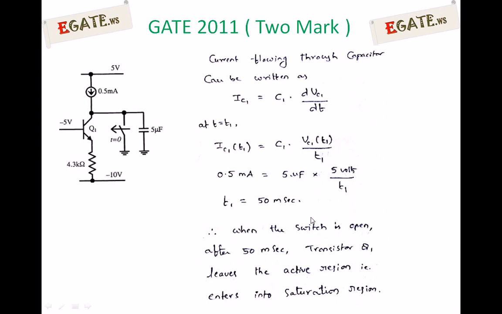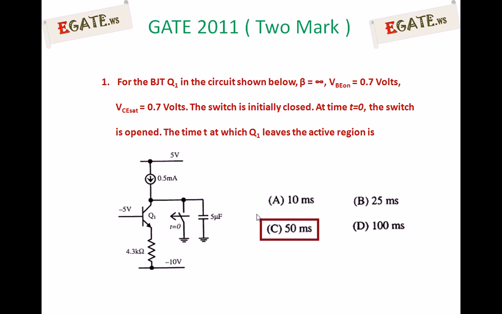So after the switch is open, after 50 milliseconds, the Q1 transistor comes into the saturation region, that is, leaves the active region. So the right answer for this one is C, 50 milliseconds.